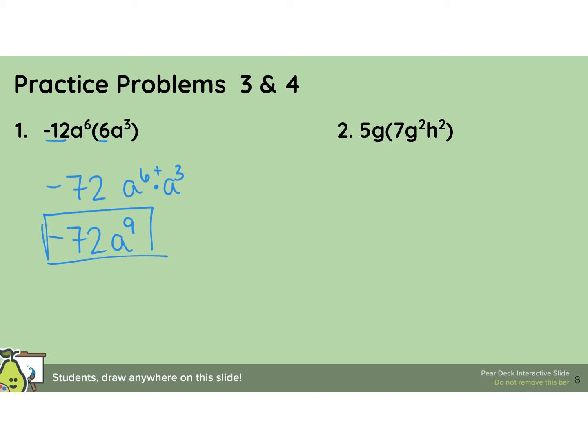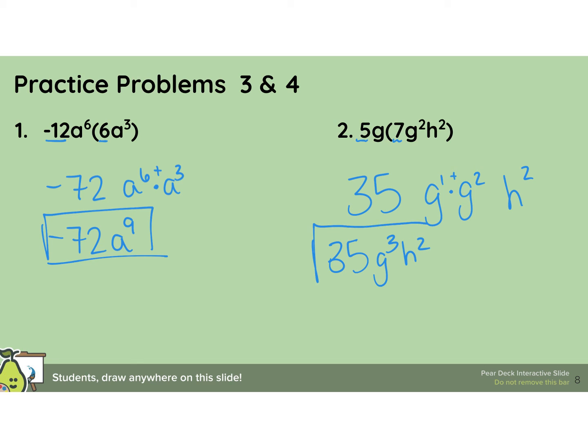Last one, number times number, 35. Then we have a g to the 1st, a g to the 2nd, and then this h to the 2nd out here. So it's 35. I add these g's together to get g to the 3rd, and then there's nothing to add to the h squared, so it stays the same.